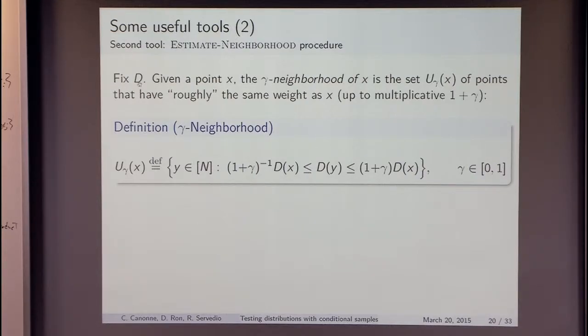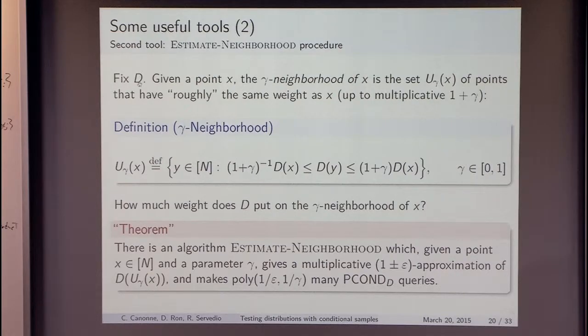It turns out in some settings you'd like to be able to figure out how much weight your distribution D puts on the gamma neighborhood of x. So I have a theorem here in quotation marks which says that we have an algorithm which can do this for you. You give it a point x and a parameter gamma, and it'll give you a multiplicatively accurate estimation of the weight of gamma under x.